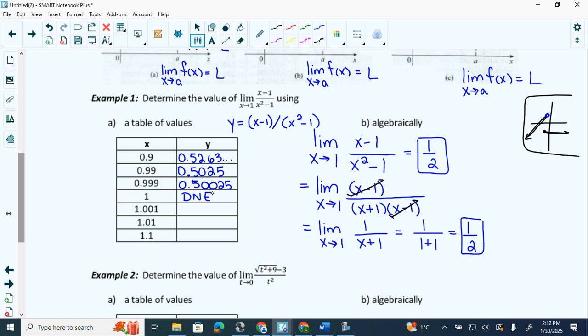Okay? Now, that was approaching from the left. Now I want to approach 1 from the right. So if I go 1.1, that one's quite a ways away. And then if I pick 1.01, we're getting closer. And we want to get close, because 1.1 is still quite a ways away from 1.